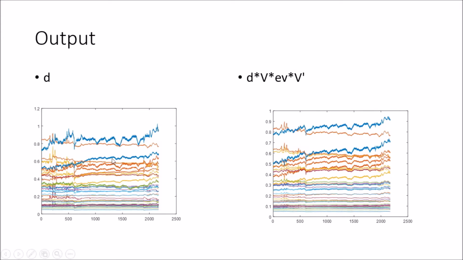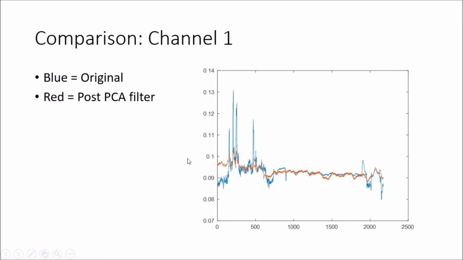Your output now is, here's your original data, and you'll notice here's your filtered data. What you're going to have is a very small change between, if you notice specifically at the very end here, you'll have a very small change at the ends, and this is showing you a comparison. So the blue is the original data, the red is post-PCA, and this is all done for channel 1 in just a basic finger tapping experiment.